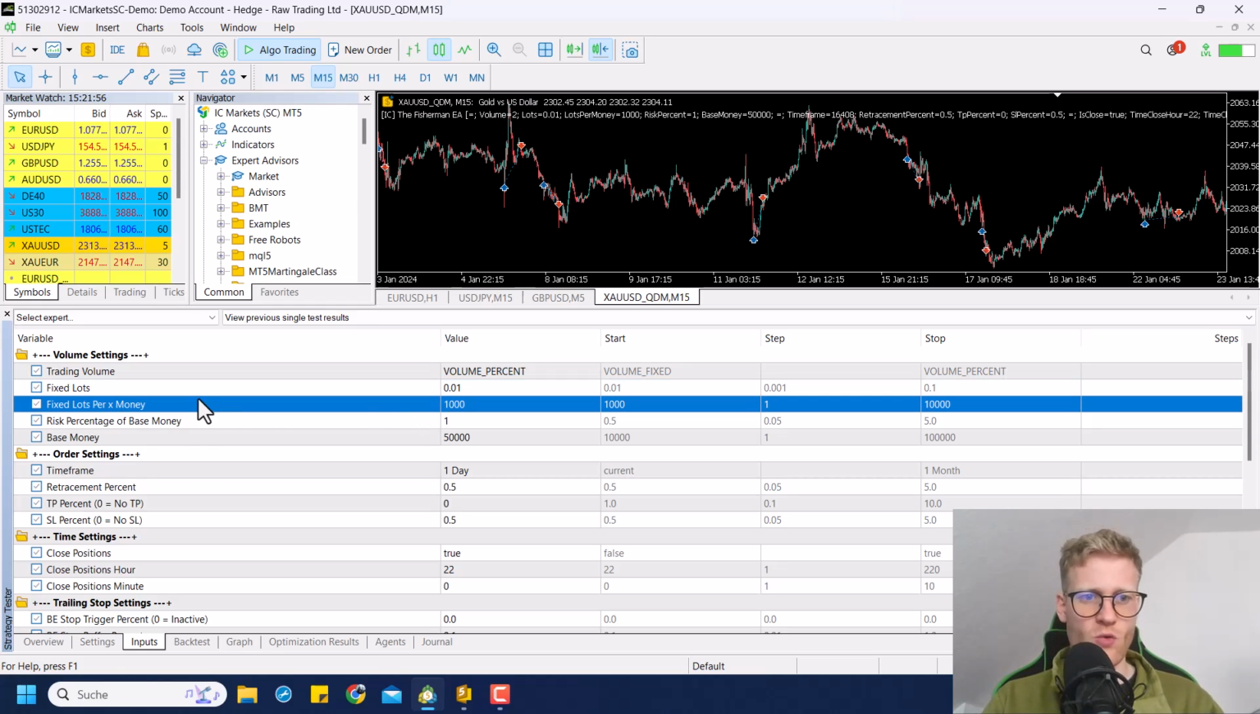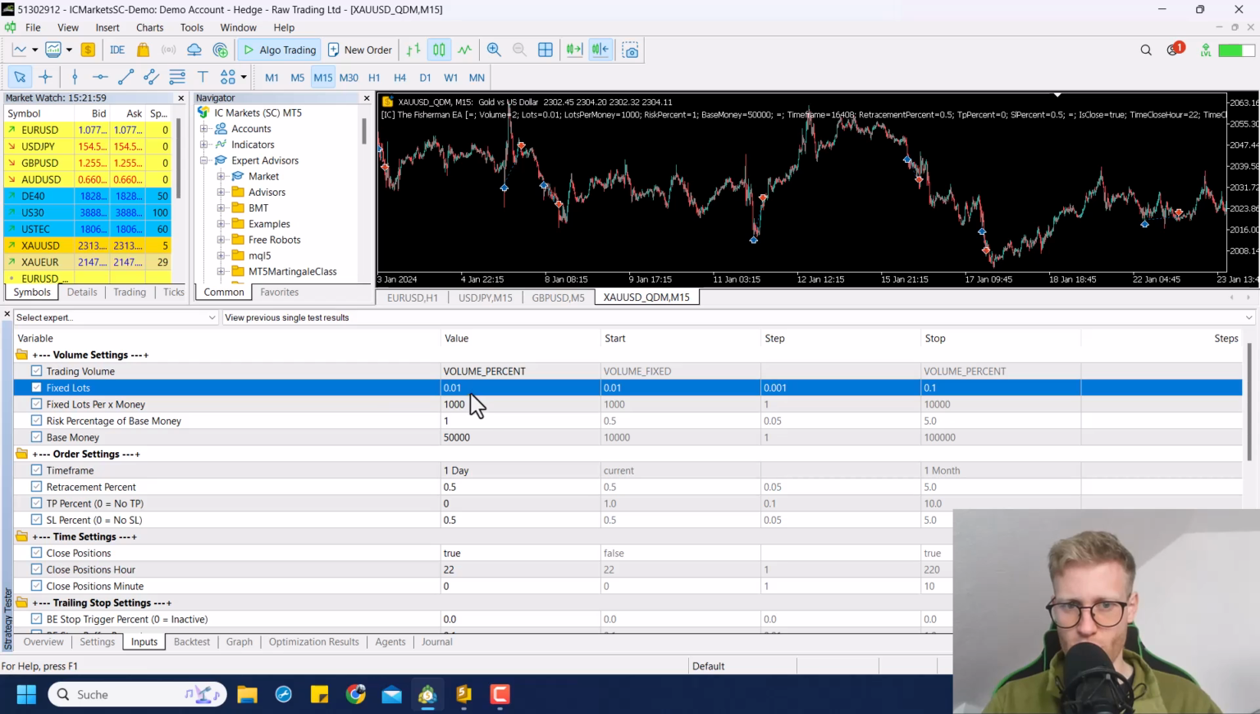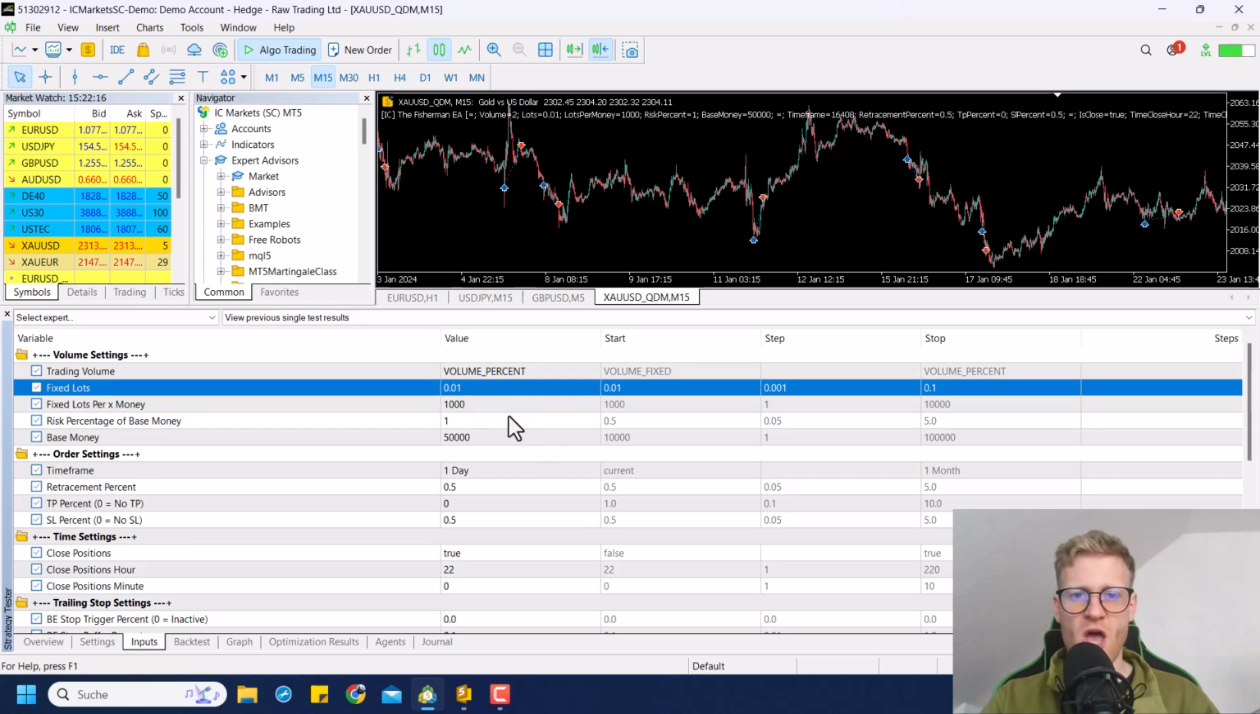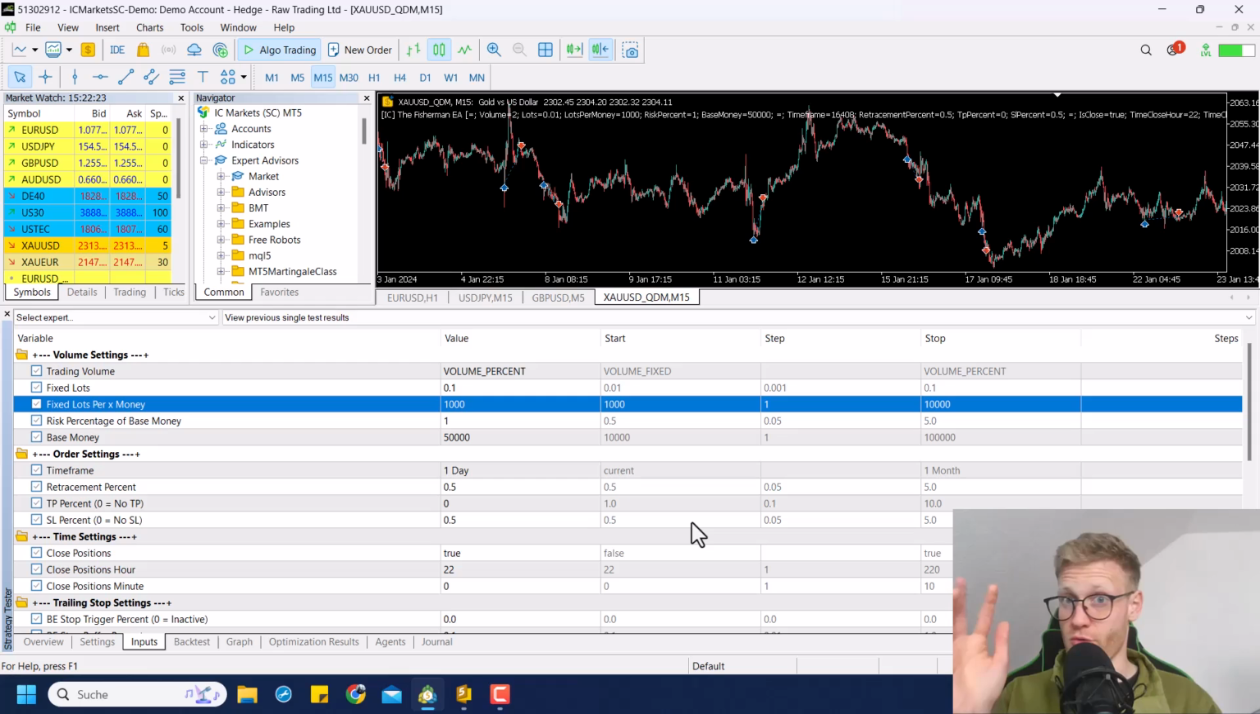Managed means that we trade the fixed lot size input, but not only once, we multiply it with a factor, and the factor is that for every 1,000 euro, US dollar, whatever the currency of the account is, as balance in the account, we trade 0.01 lots or whatever is written here. So if we go 0.1, we would trade 0.1 lot for every 1,000 euro, US dollar, whatever in the account at the moment of the trade opening.